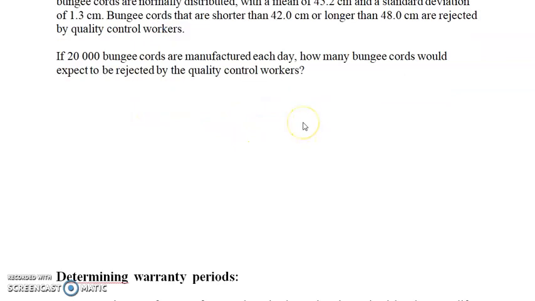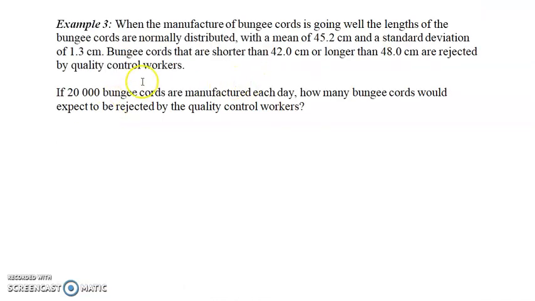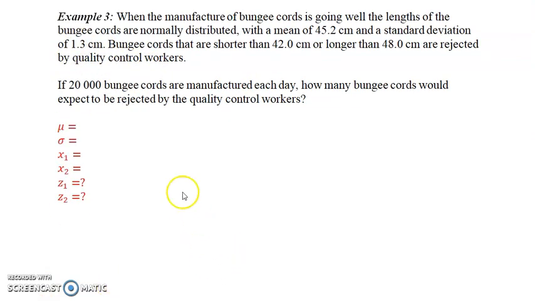So the first thing we need to do is calculate the Z-score. Once we have the two Z-scores, we'll find the probability using our Z table, and then we'll multiply that by the 20,000 bungee cords. Okay, so let's do the Z-scores. We're going to write down the information. The mean was 45.2. The standard deviation was 1.3.